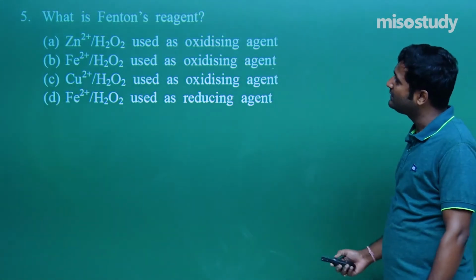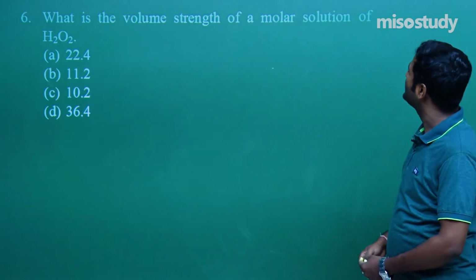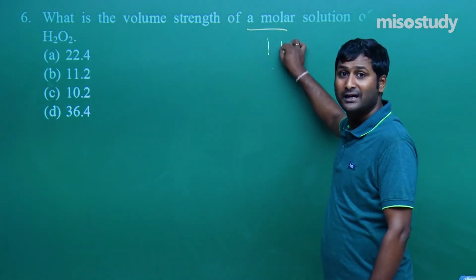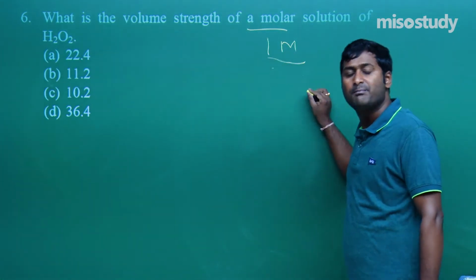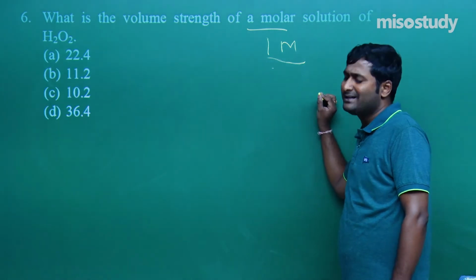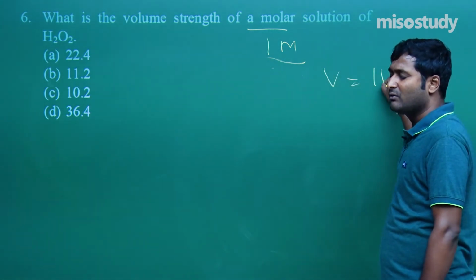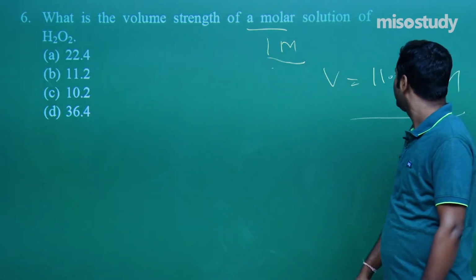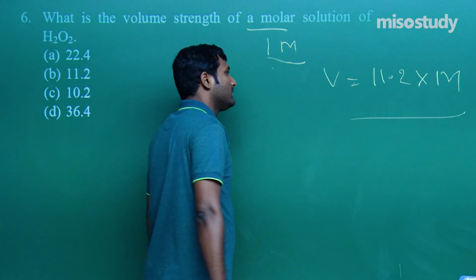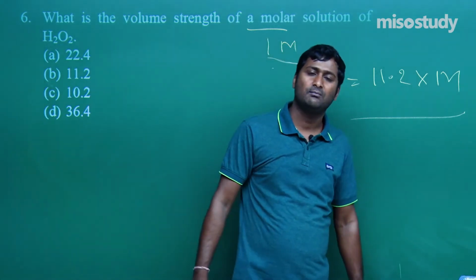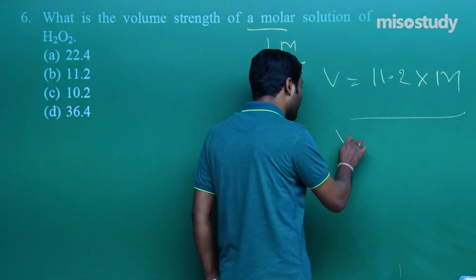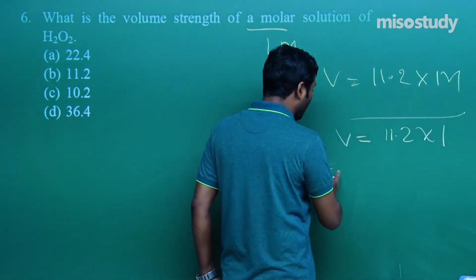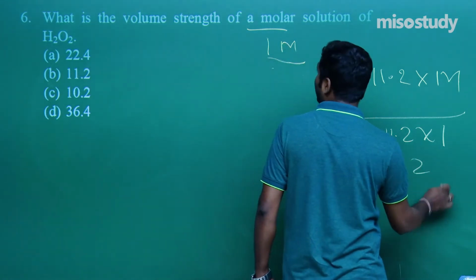The next question is, what is the volume strength of a molar solution of H2O2? Molar solution, that is 1 molar. As we know, tell me the formula. Volume strength is equal to 11.2 into molarity. Yes, you are correct. Molarity is 1, so the volume strength equals 11.2.